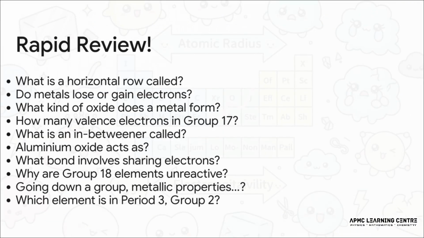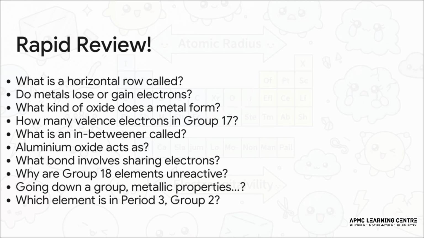All right, you ready? Time for a lightning round to see what's stuck. Let's go. What's a horizontal row called? A period. Do metals tend to lose or gain electrons? They lose them. What kind of oxide does a typical metal form? Basic. An element in group 17 has how many valence electrons? 7. What do you call an element with properties of both metals and nonmetals? A metalloid. Does aluminum oxide act as an acid, a base, or both?